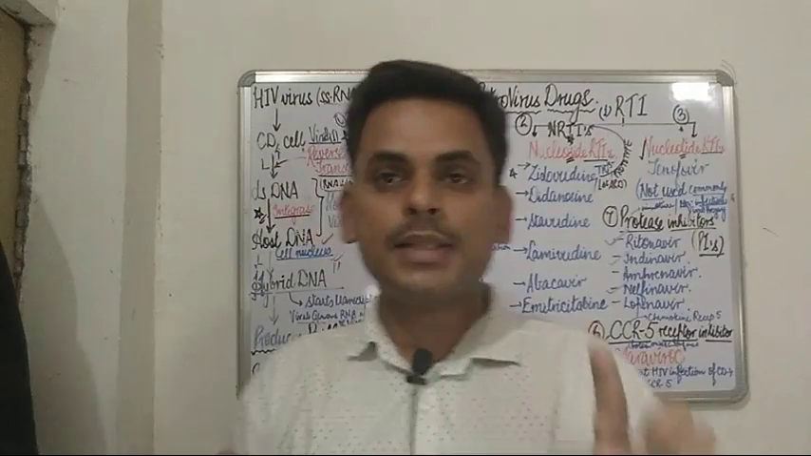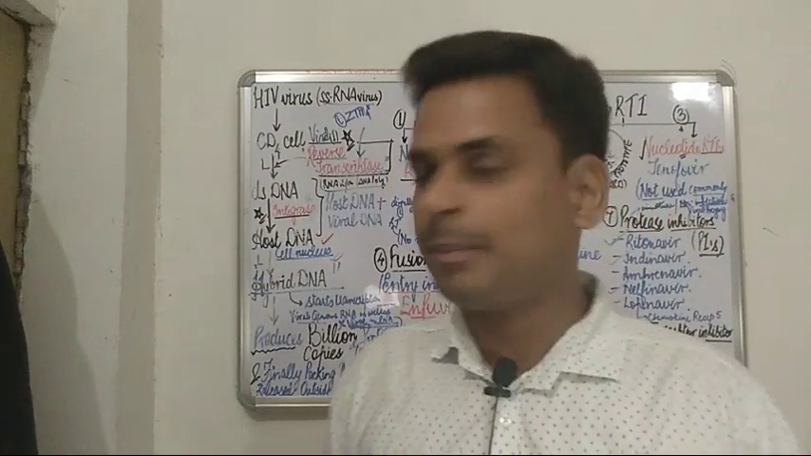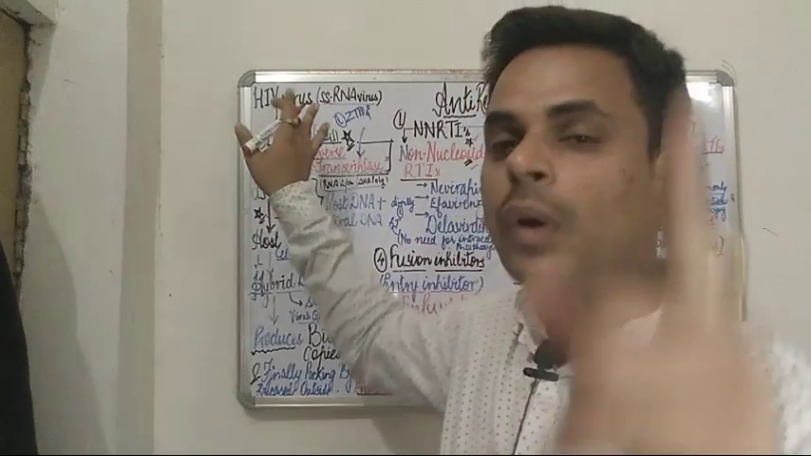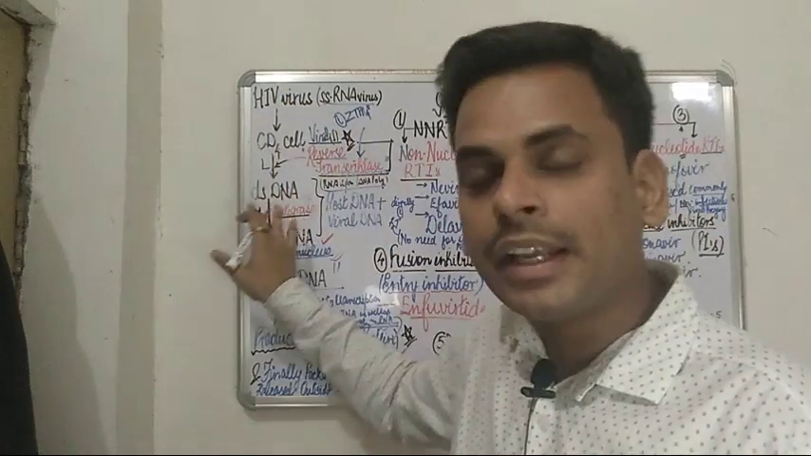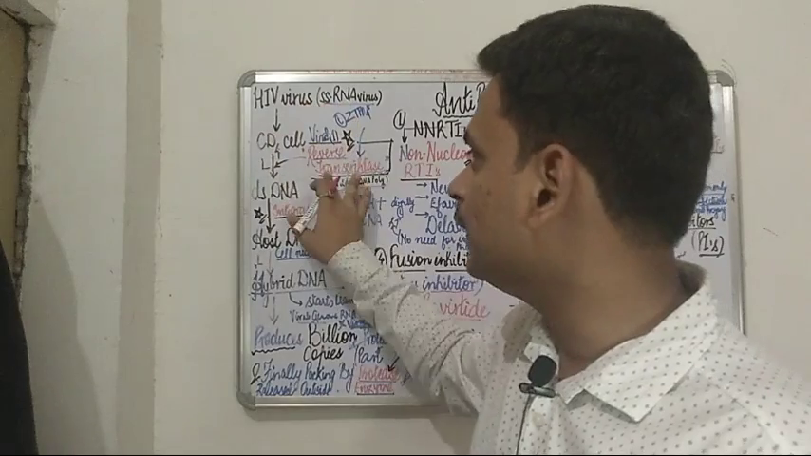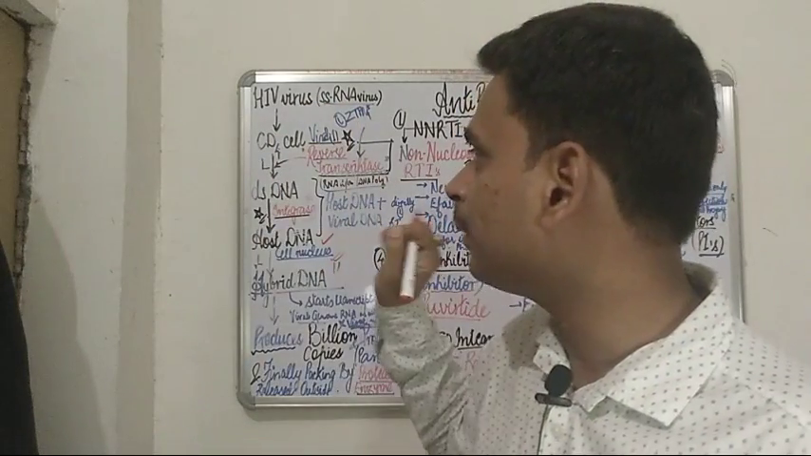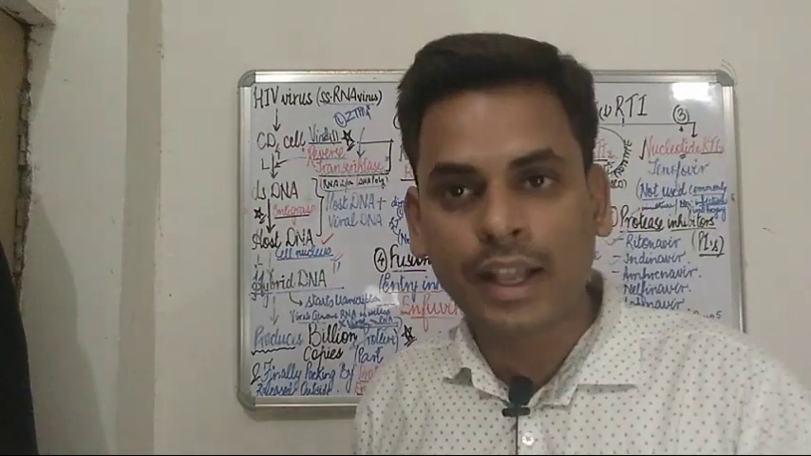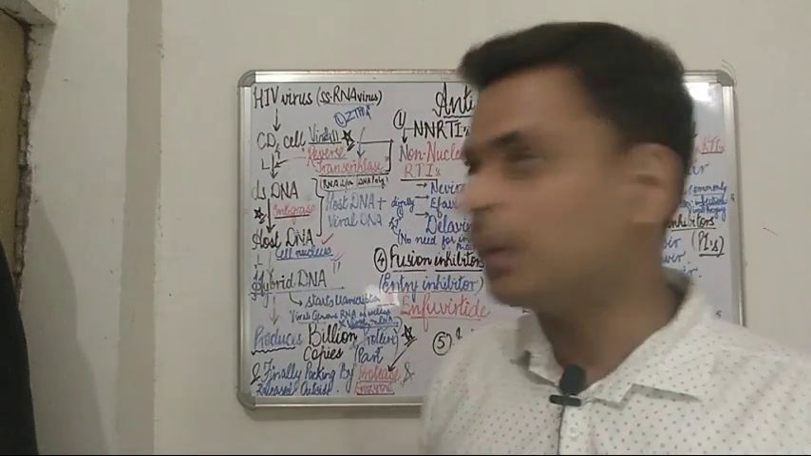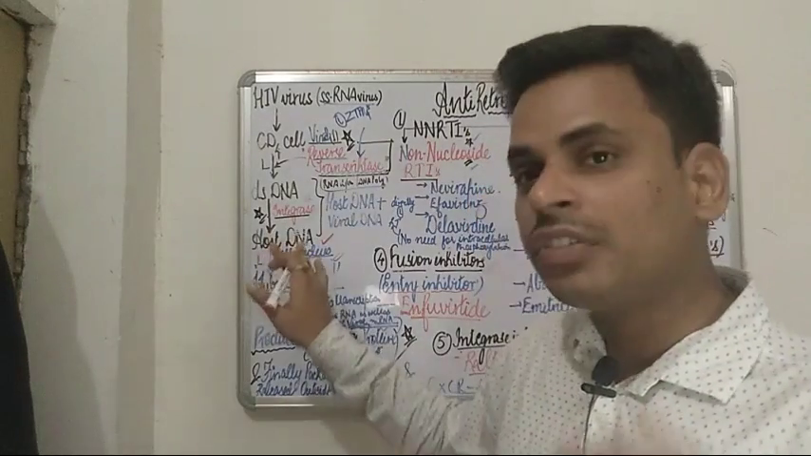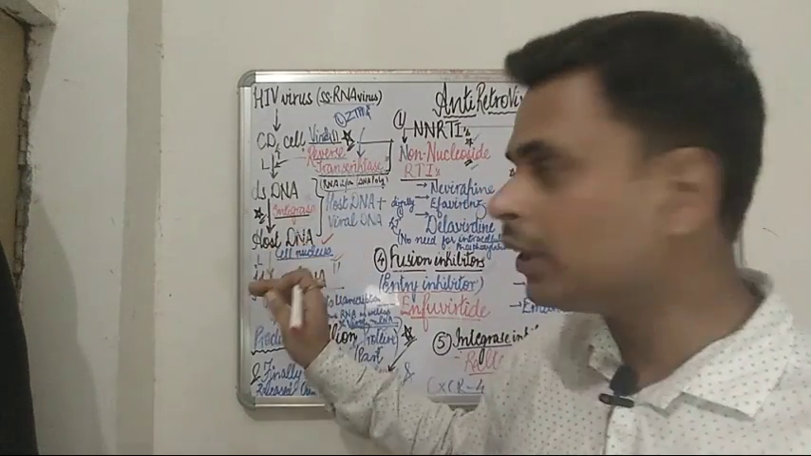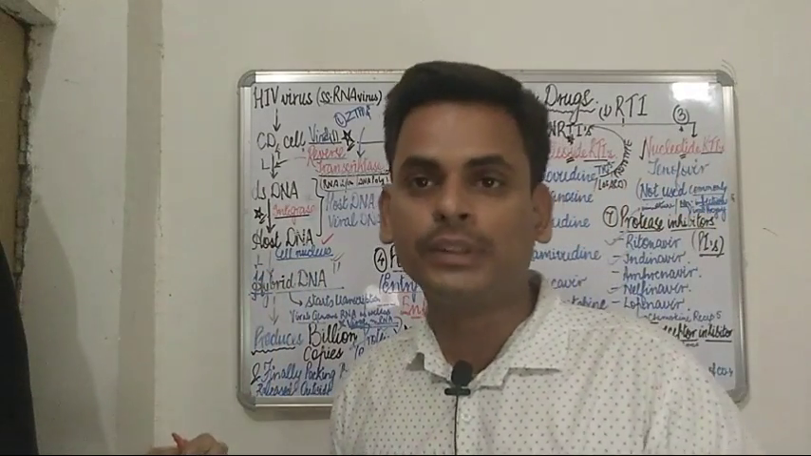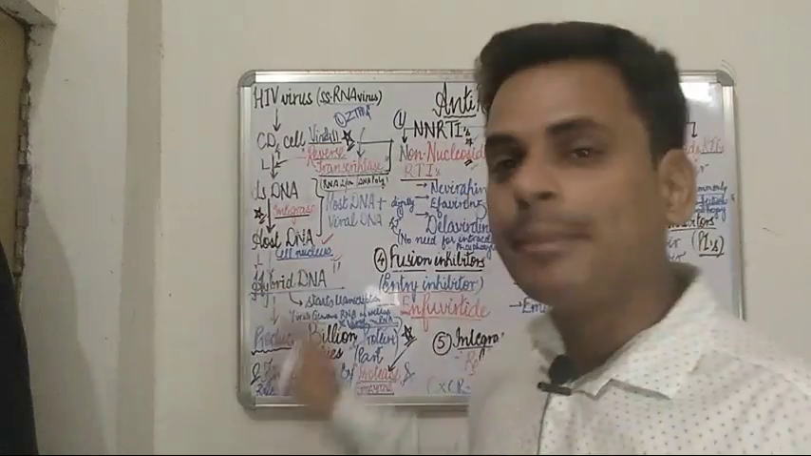So students, this was the method of the HIV replication. The HIV virus is a single-stranded RNA virus. On this template, a double-stranded DNA is produced with the help of the viral reverse transcriptase enzyme. This double-stranded DNA is translocated into the nucleus of the host cell, and within the nucleus it combines with the host's chromosomal DNA, forming the hybrid DNA.